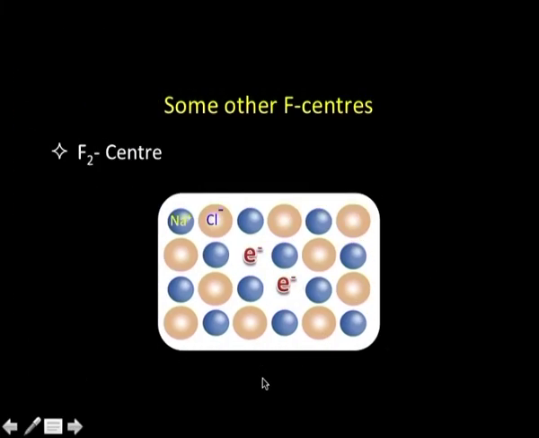The third possibility is F2 centers. This is again very interesting. It may so happen that two F centers come close to each other. In such a situation, there are two electrons trapped in neighboring anion vacancies, and this situation is referred to as an F2 center.